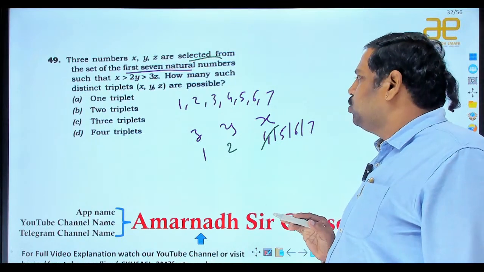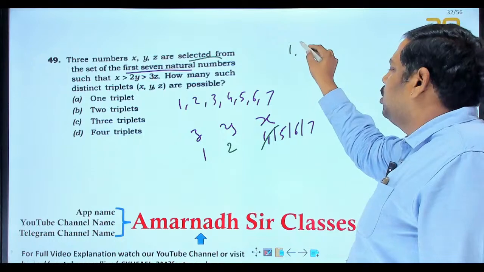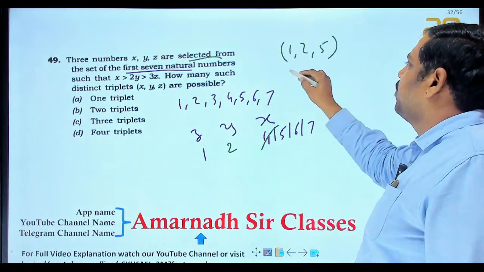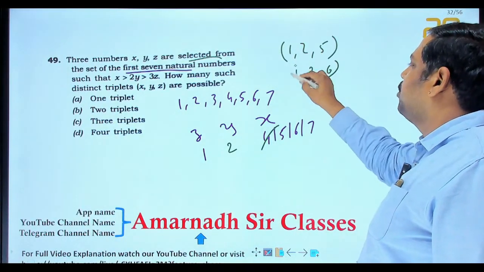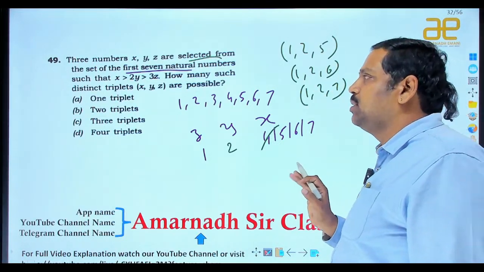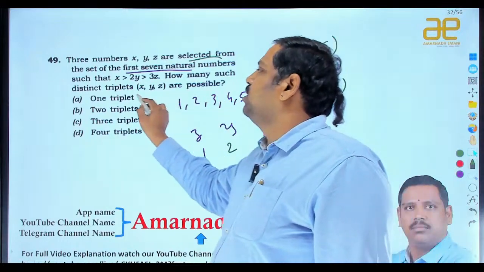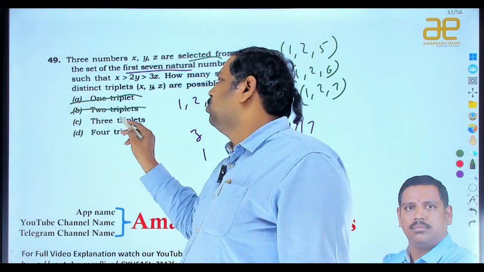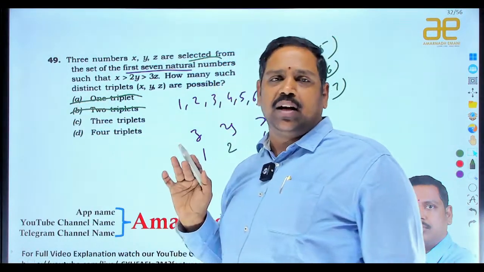So how many triplets are possible? 1, 2, 5 is one possibility. 1, 2, 6 is another. 1, 2, 7 is another. So far I got 3 triplets. He's asking how many such triplets. Three I already got; whether a fourth is possible or not, I have to check.